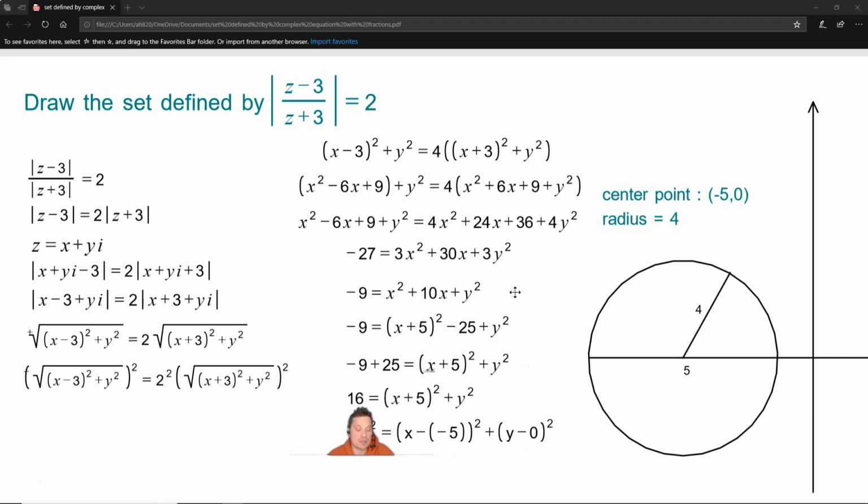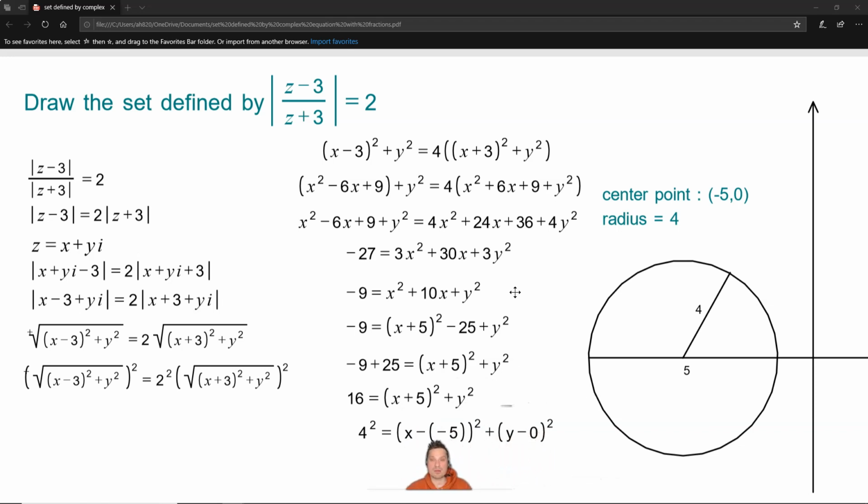Now what I'm going to do is rewrite 16 as 4 squared. I'm going to rewrite that x plus 5 squared as x minus a negative 5 squared. That's perfectly allowed. A plus comes from doing minus a negative. That's why it's minus a negative 5. I'm also going to rewrite the y as y minus 0 squared. Why am I doing that?